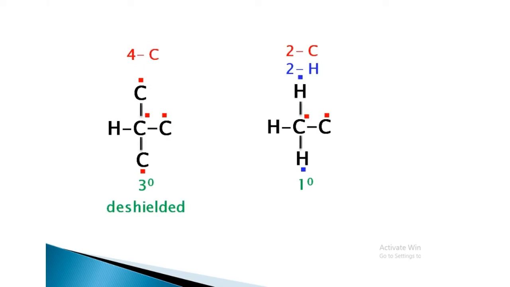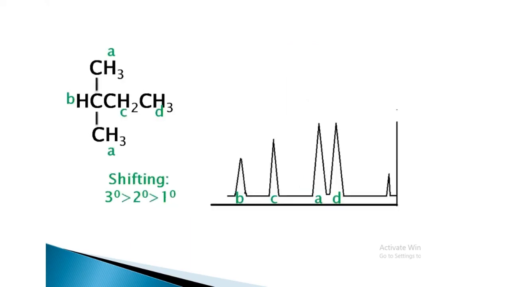Since the tertiary hydrogen is surrounded by more number of carbons, and remember carbon being slightly more electronegative than hydrogen, that is why tertiary hydrogen will be more de-shielded than the primary hydrogen, and therefore the peak will be more downfield. So this is why we observe this particular trend here.